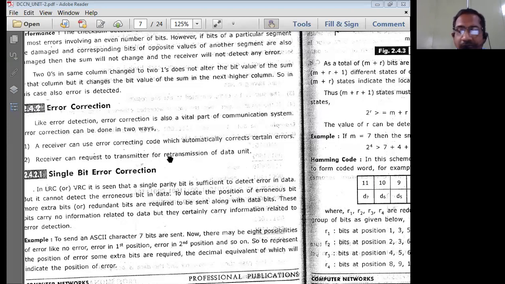We will be going with the error correction techniques, and we have almost reached the end of unit number 2. After we complete these error correction techniques, we'll be completing unit number 2 and switching over to unit 3 from the next class onwards. So error detection we discussed in the previous class.